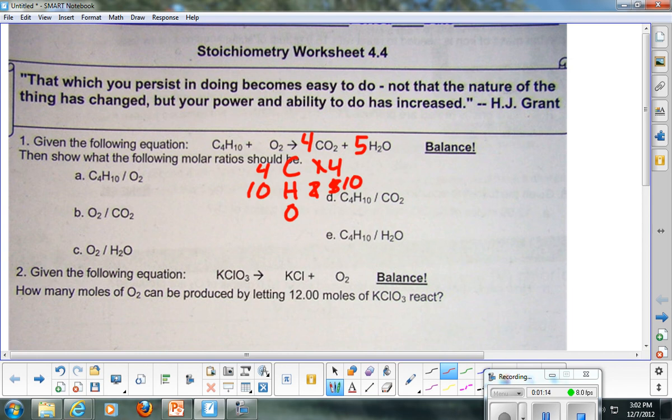Okay, on the left-hand side, I've got 2 oxygens. On the right-hand side, I've got 4 times 2, which is 8, plus 5 times 1, which is 5, adding up to 13. That's an odd number. I can only get even numbers on the left-hand side, so I have to do a little trick. And the trick is to times this by 13 halves. So if I times 2 by 13 halves, the 2's will cancel and I'll end up with 13. So for just a second, that is balanced.